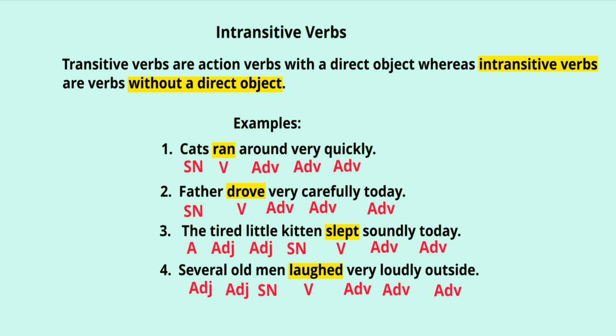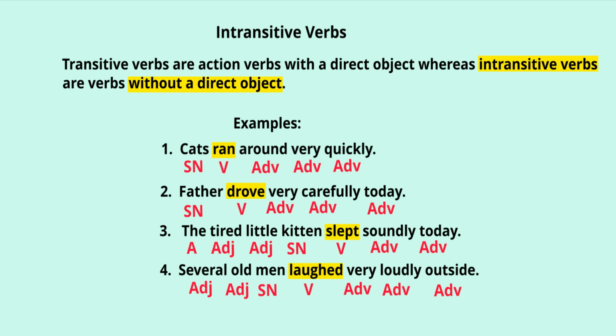The next one is the tired little kitten slept soundly today. The is an article adjective. Tired little kitten. The kitten is a subject noun. We are describing the kitten as tired little. So tired is an adjective, little is an adjective. Slept is the verb. Soundly today is describing the verb slept. So soundly would be an adverb and today is also an adverb. Here we don't have a direct object, so slept will be an intransitive verb.